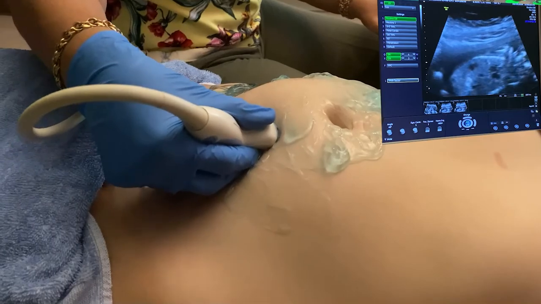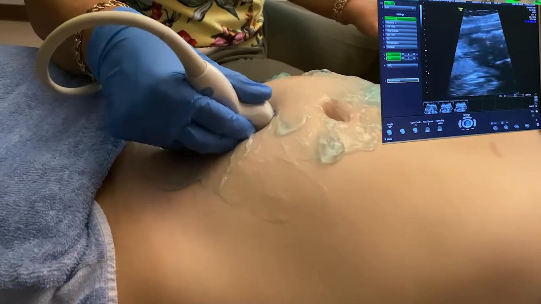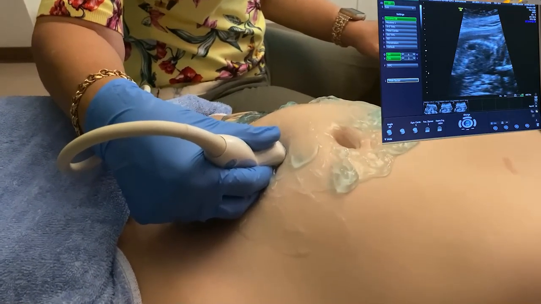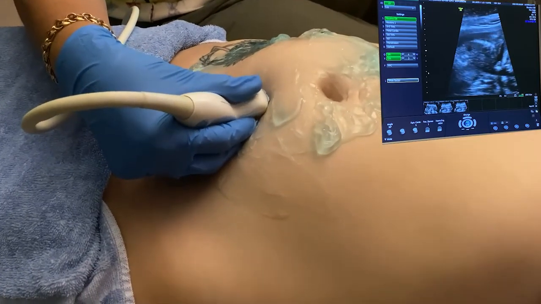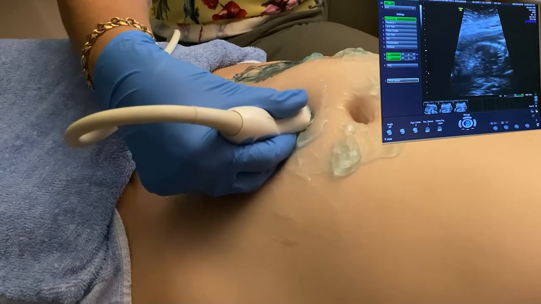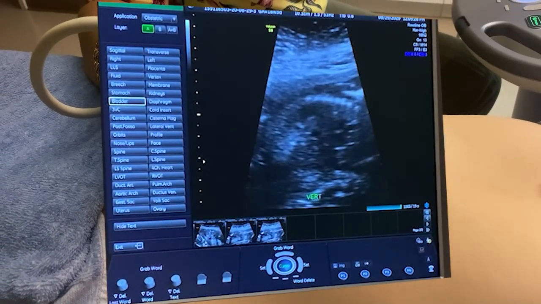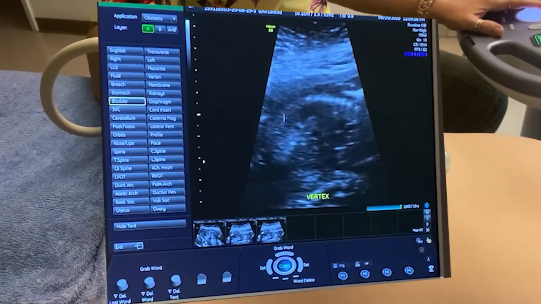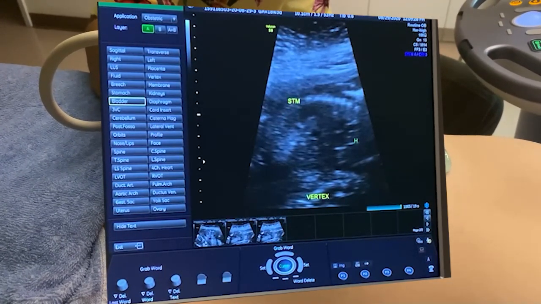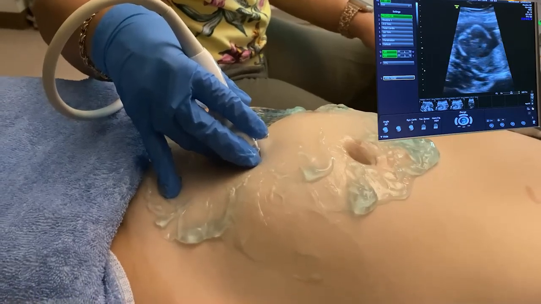Now we've already demonstrated situs. Now, if you want to, you can decrease your field of view so that we can increase our frame rate, and we can just simply put on the screen vertex, stomach, or some abbreviation thereof, and heart, so that whoever's interpreting this knows that we have looked and that the heart and stomach have their appropriate situs.